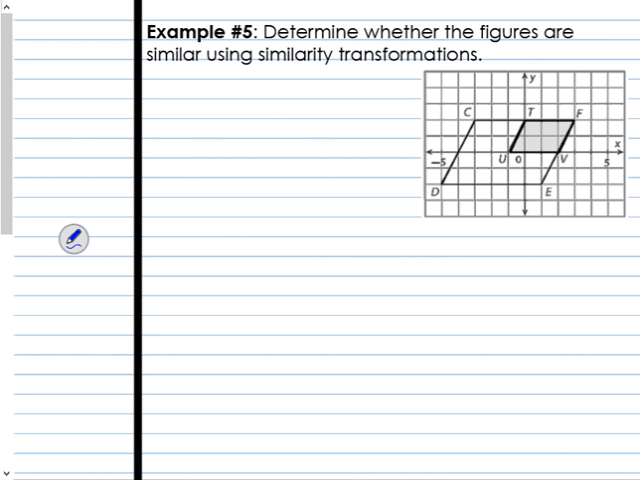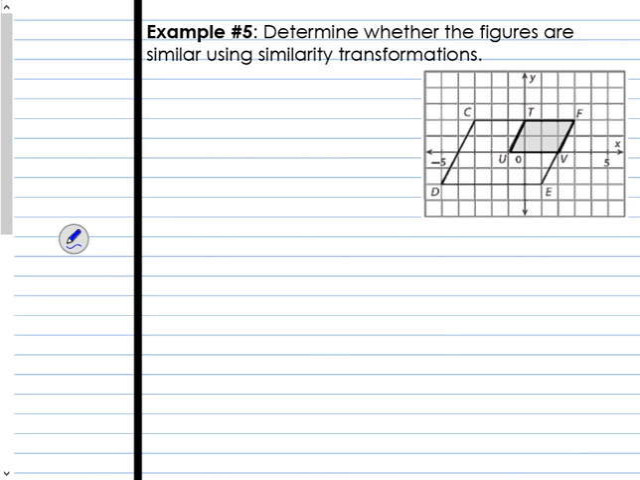Let's put this into action. Determine whether the figures are similar using similarity transformations. Now, if you notice, the bigger shape is named CFED, and the smaller shape is named TFVU, and we don't know which one mapped to which one. But I have told you before, if it does not tell you which one maps to which, go alphabetically. So we're going to assume here that the bigger shape mapped to the smaller shape.